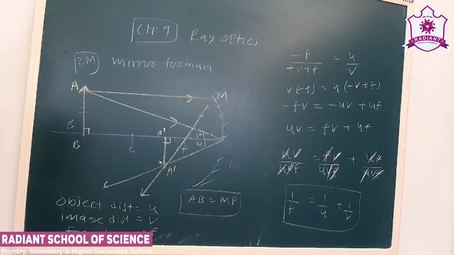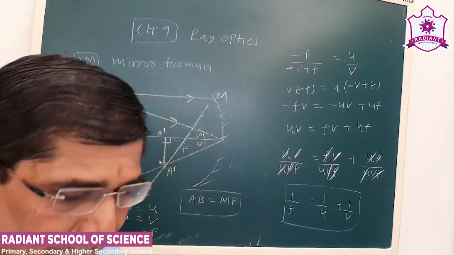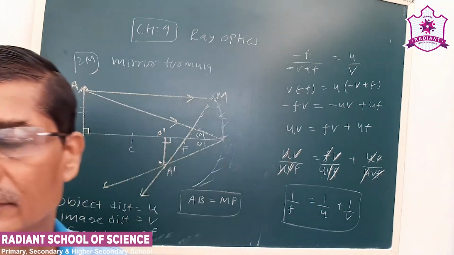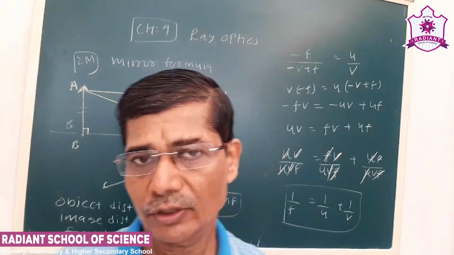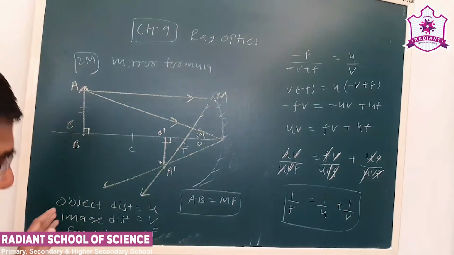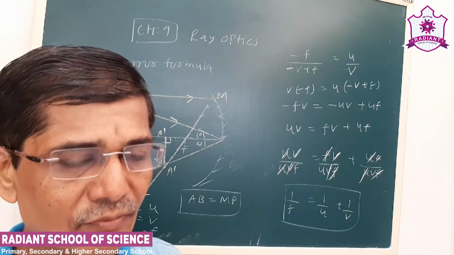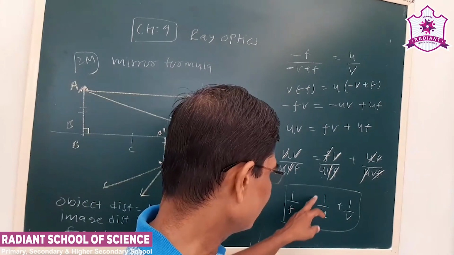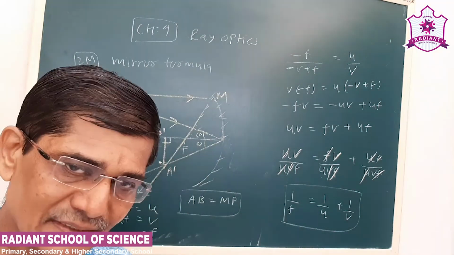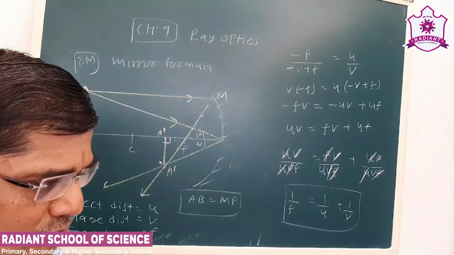Today we have discussed how the image is formed for a concave mirror and how the image is formed for a convex mirror. We have derived the relation between focal length and the radius of curvature. The focal length is half of the radius of curvature, and the mirror formula is 1 upon F is 1 upon U plus 1 upon V. Next time we will go for the magnification also, and we'll proceed further. Thank you.